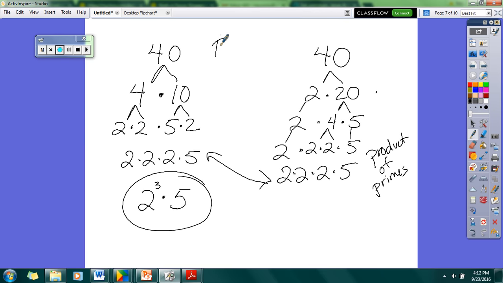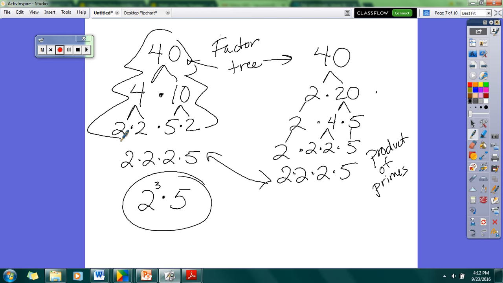So this is a factor tree. Okay, these are factor trees. It kind of looks like an evergreen tree. And 2 to the third power times 5 is going to be its product of primes.